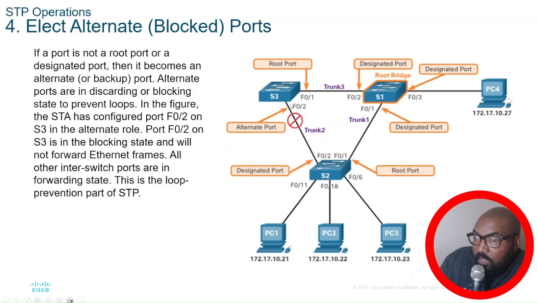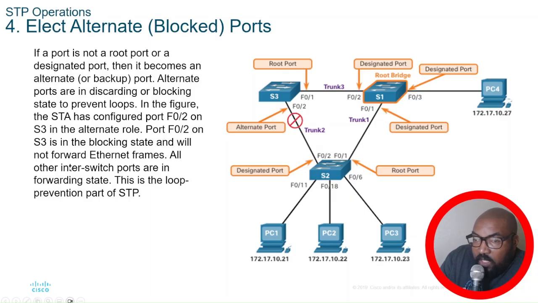This is going to become an alternate port. And this is all negotiated, right? If a port is not a root port or a designated port, then it becomes an alternate port or a backup. Alternate ports are all in a discarding, blocking state, preventing loops. So essentially, this should be a root port, but it's not because the root port has already been designated. So it's going to block that port. All that information is going to be blocked out. So root is going out, designated is coming in, designated going out here into this root, and so on, right?